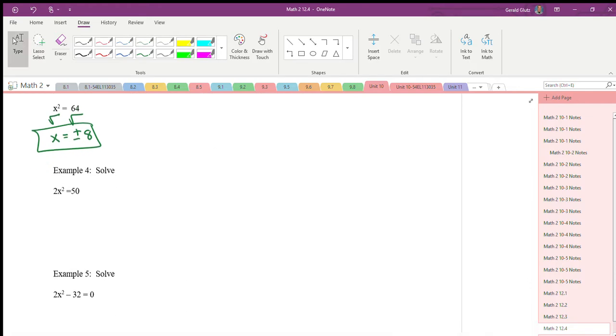So example 4. Again, we got to get x squared by itself. So that means I can't have this 2 here. Since I'm multiplying x squared times 2, the opposite of that would be dividing by 2. So I'll be left with x squared is equal to 25. Now that I have x squared alone, I can take the square root of both sides. So x squared turns into x. The square root of 25 is 5, but it also could be negative 5. So my answer will be plus or minus 5.